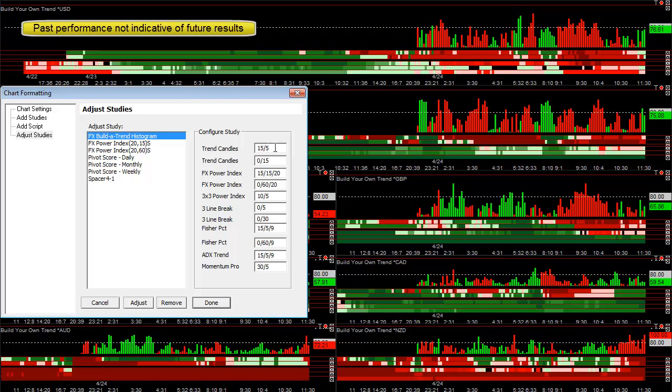15% weight for the very fast 5-minute trend candle, 15 for this one that measures the percentage of currencies above the 15-minute bar moving average. And the majority of the tools measure the percentage of currencies going up or down. The bottom two measure the intensity. It's kind of like force equals mass times velocity. The mass is really, you could consider the percentage of currencies going up and down, and the velocity is the intensity.